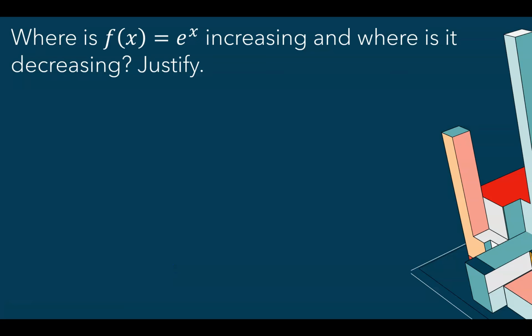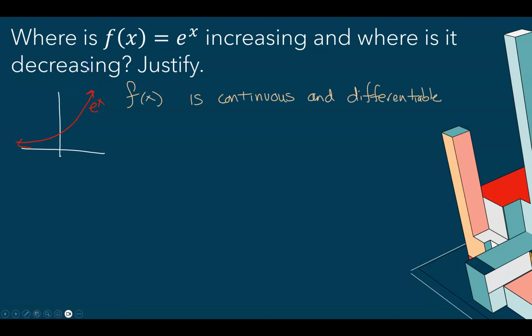Okay. I think this is a pretty easy example, so we'll roll through with a little less detail than the last. Where is f of x equals e to the x increasing, and where is it decreasing? And then we're going to justify. We know the graph of e to the x by now, so the work's going to be pretty boring because e to the x is always increasing. While I'm thinking about it, we better make sure we address the decreasing question. We can't just say e to the x increases everywhere. We need to say, and e to the x decreases nowhere, or something like that.